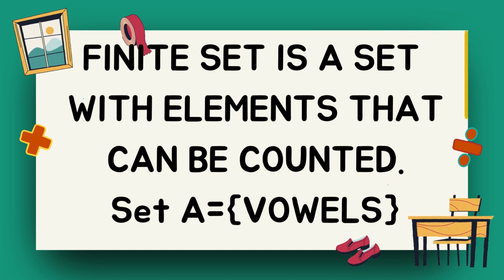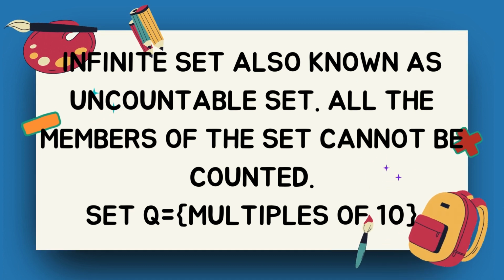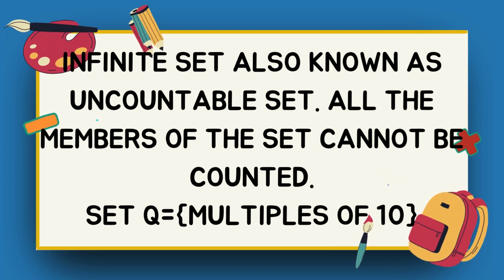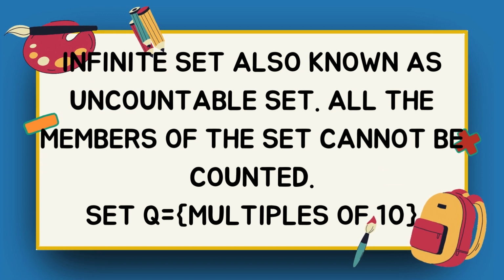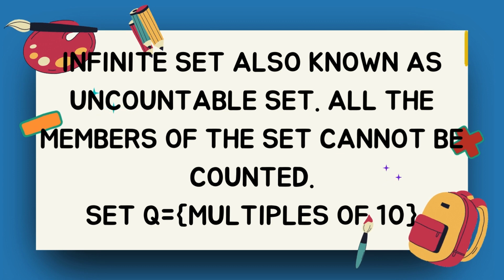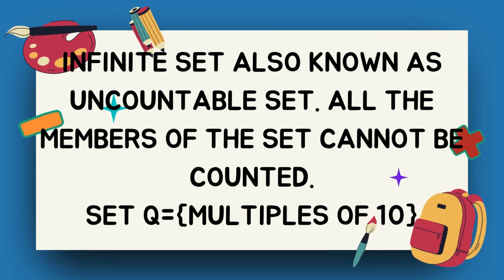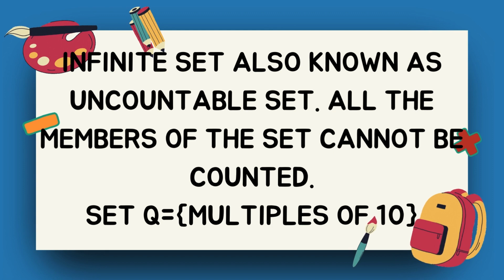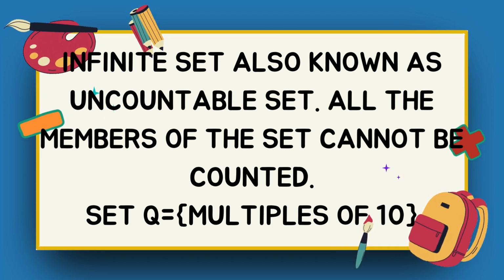Let's move on to infinite set. Also known as uncountable set, all the members of the set cannot be counted. A set with no last element. For example, set Q equal multiples of 10: 10, 20, 30, 40, 50, and so on and so forth. So it is continuous.